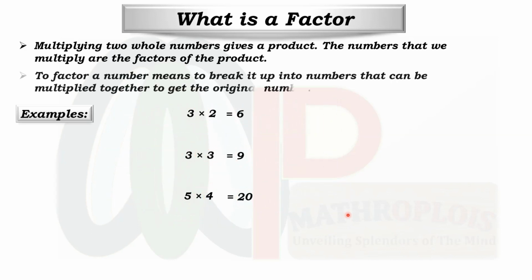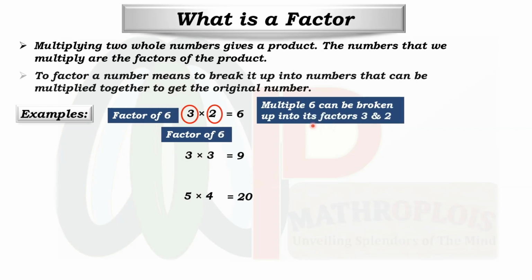We can also say that to factor a number means to break it up into numbers that can be multiplied together to get the original number. Let the original numbers be 6, 9, and 20. The multiple 6 can be broken up into 2 and 3, as 2 multiplied by 3 gives us the product 6. So 2 and 3 are factors of 6.